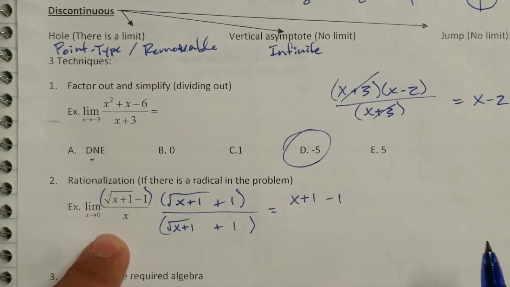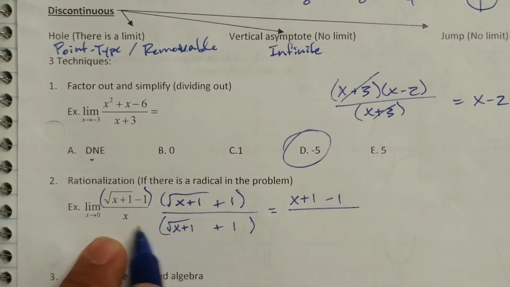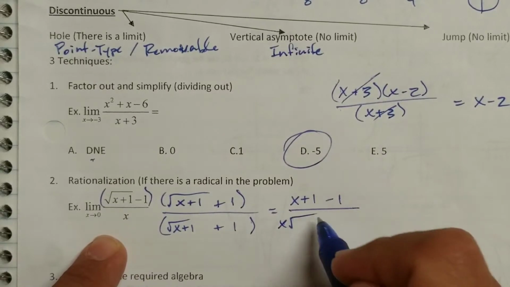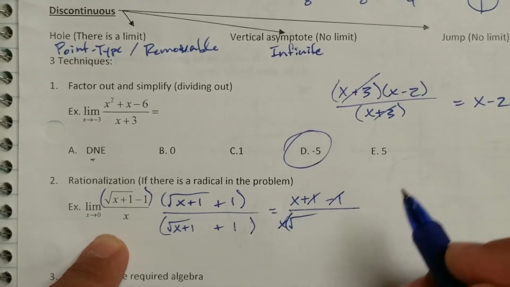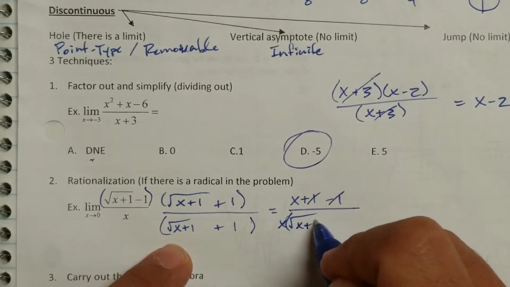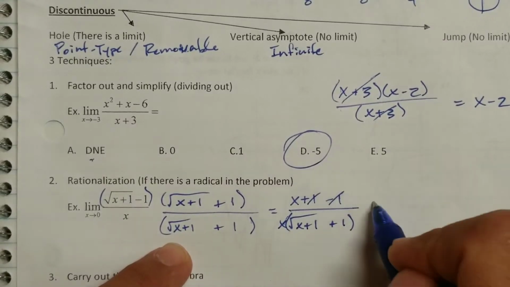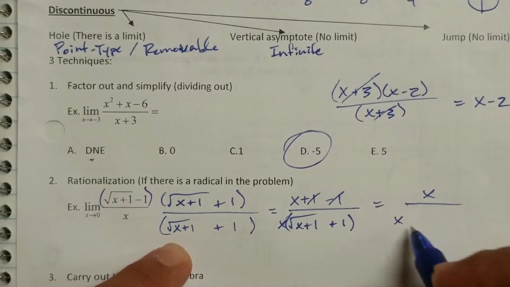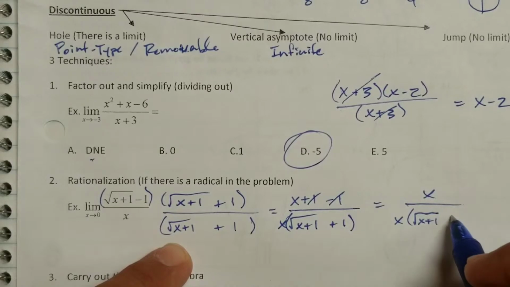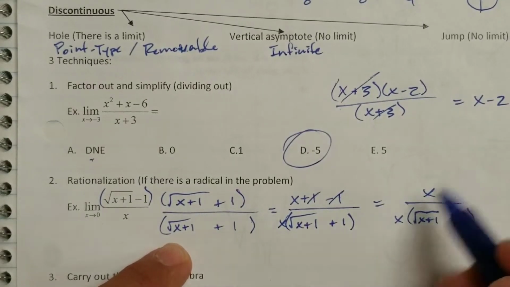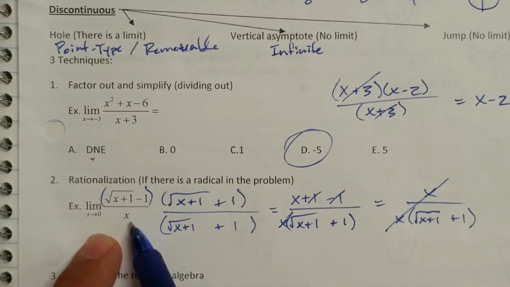And then down here, I would just leave the x out on the outside, and you can see that you'll end up with an x over x times that denominator. So then you would see that these two cross out. So you're actually looking at a hole there.